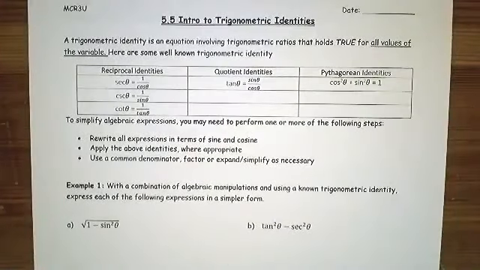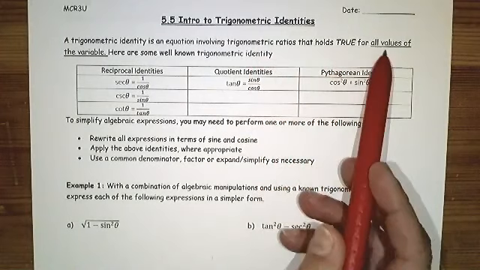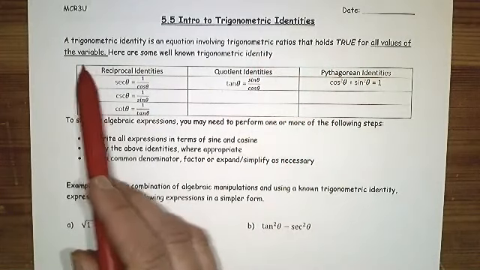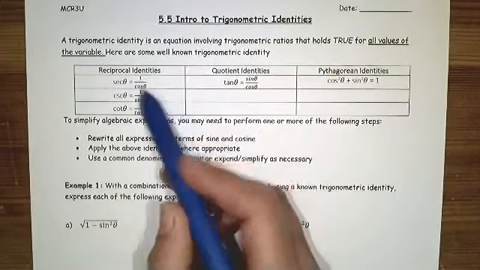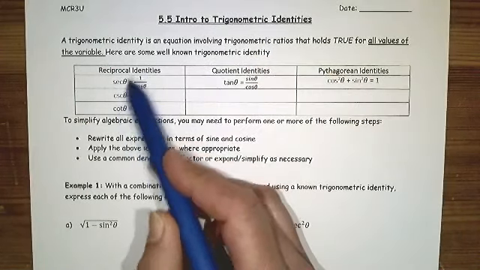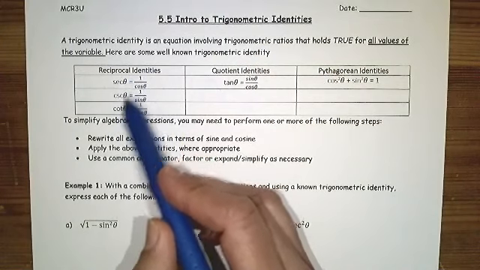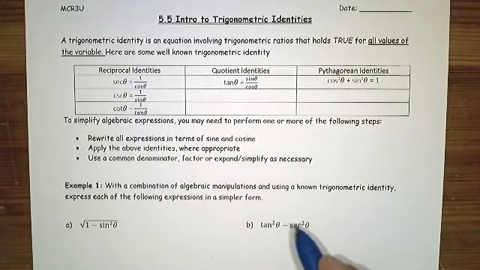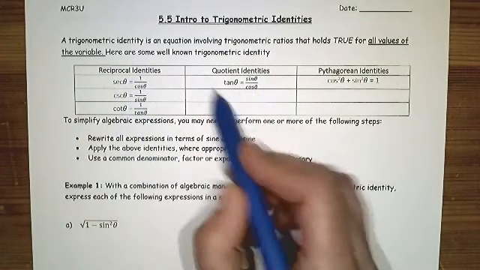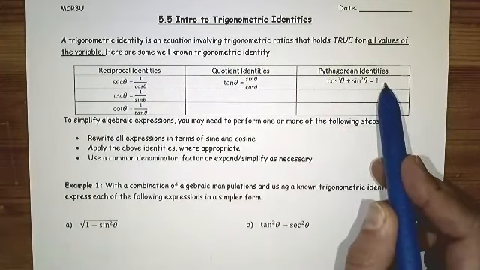So the trig identity is an equation involving trigonometric ratios that hold true for all values of the variable. Here are some well-known trig identities. So we've looked at the reciprocal identities previously as well. So secant theta is 1 over cos theta, cosecant theta is 1 over sine theta, and cotangent theta is 1 over tangent theta, as well as we just looked at our quotient identity here and our Pythagorean identity.